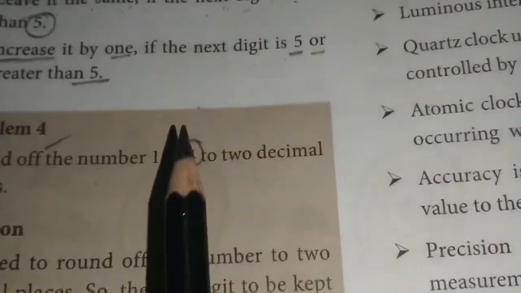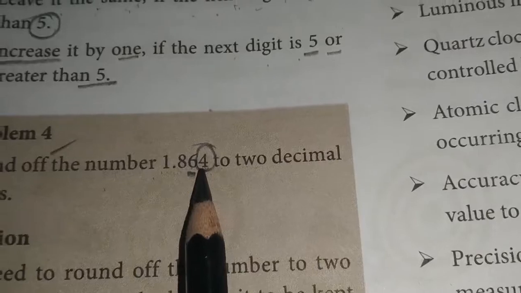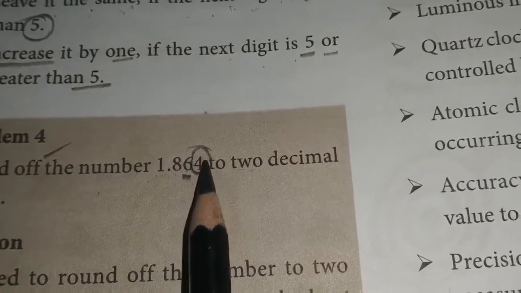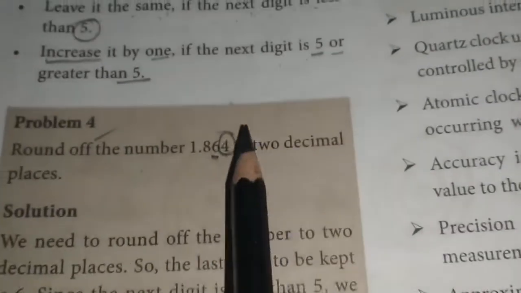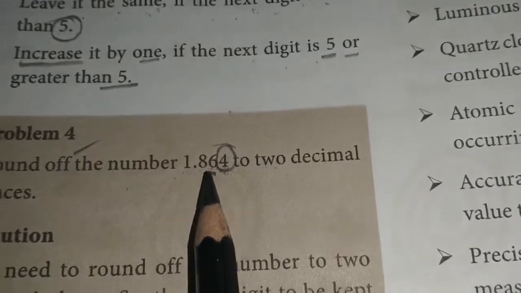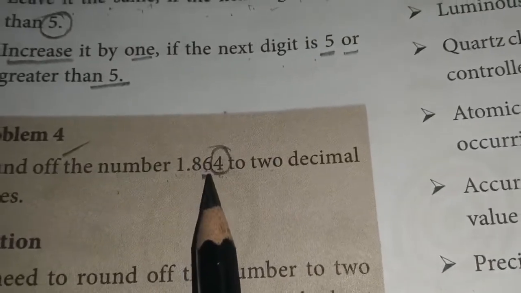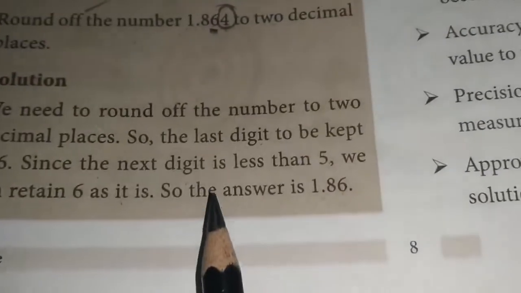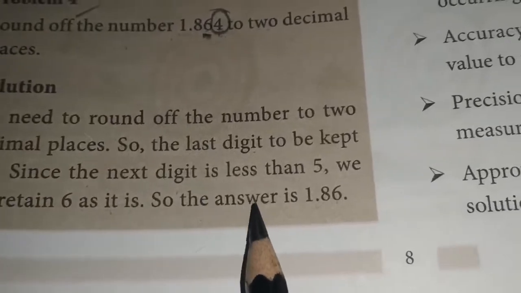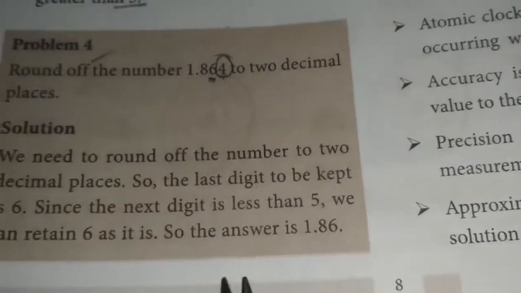So here after 6, number 4 is given. So we have to leave whatever is given in the second digit. Hence the answer is 1.86.